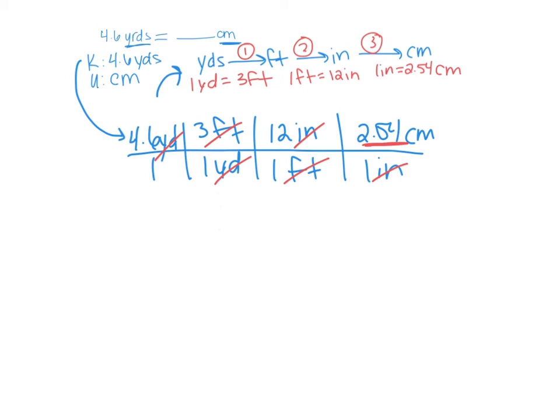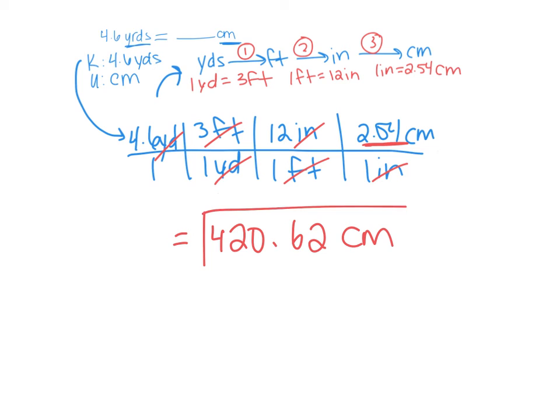So let's do the top. 4.6 times 3 times 12 times 2.54. And I got 420.62 centimeters. And that would be my final answer. Okay, so that is a 3-step problem, and we're going from yards to centimeters.